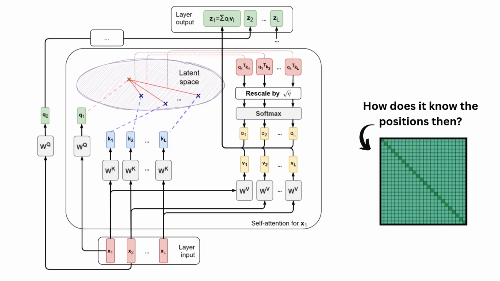Now, if you're paying attention, you might realize that theoretically we could shuffle all the tokens around and it won't change anything in this matrix calculation.